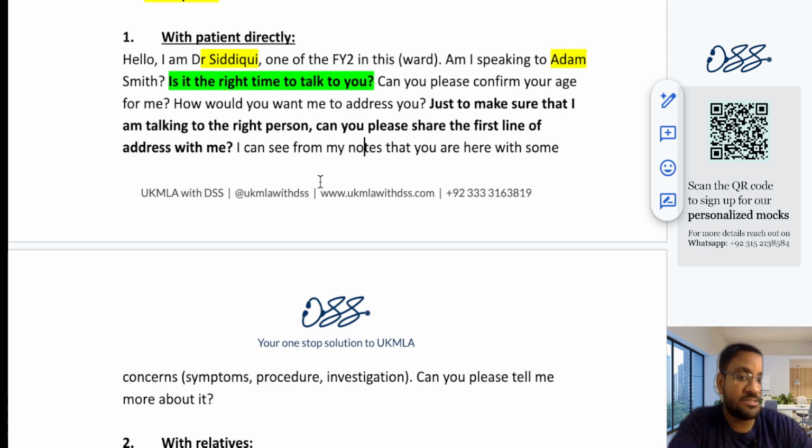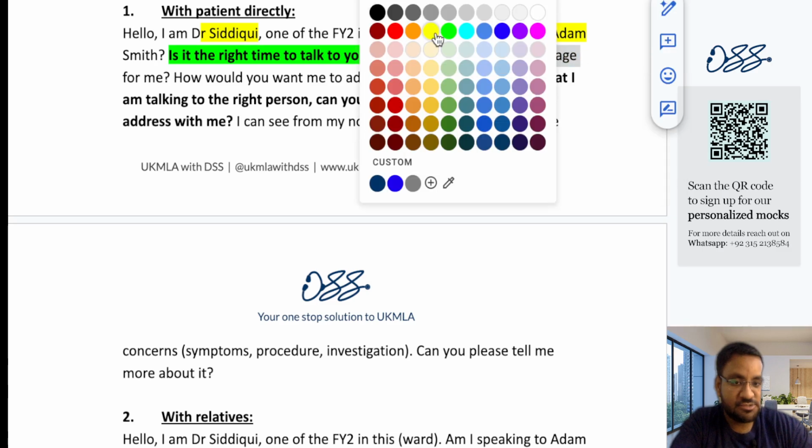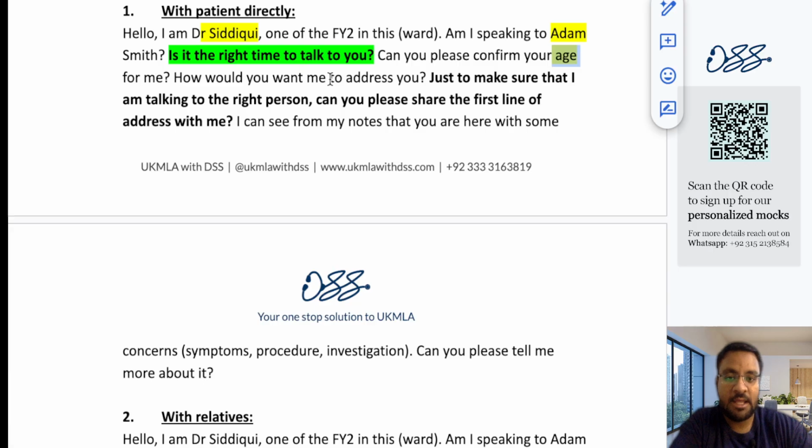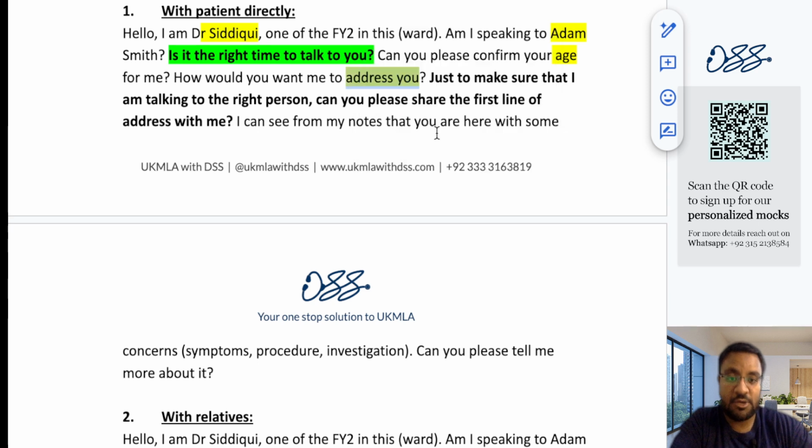So you need to check whether or not it is the right time to talk to the patient on a telephone call. This statement is very important, and once that is sorted, you can go forward with it. Can you please confirm your age for me and how would you want me to address you? That is something we discussed in the previous introduction as well: you have to confirm the age and check how the patient wants to be addressed.